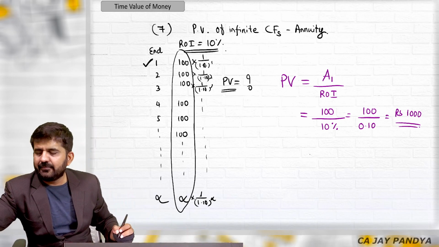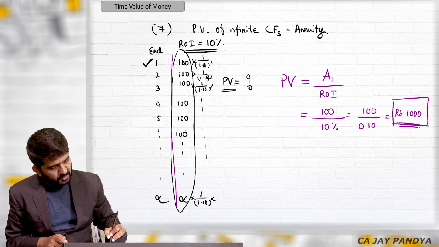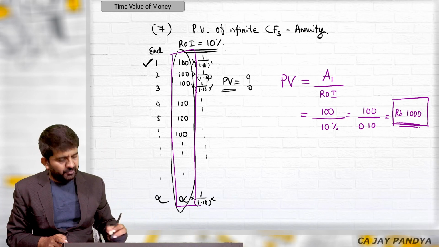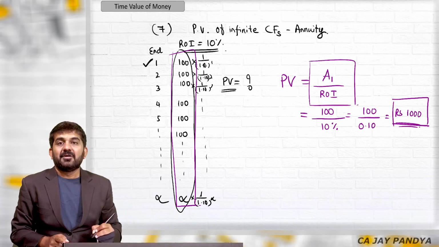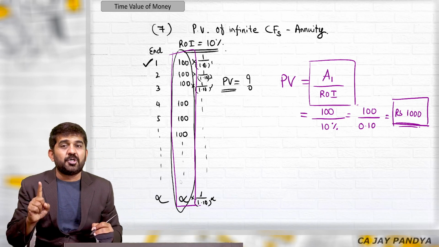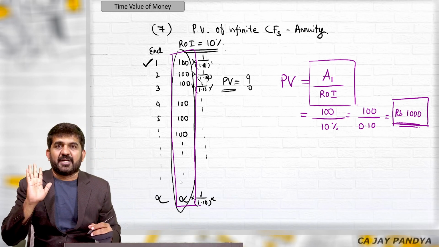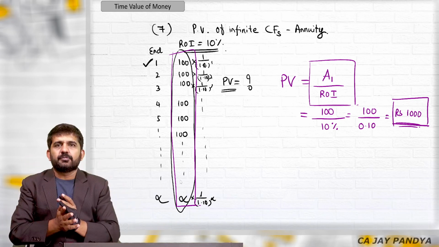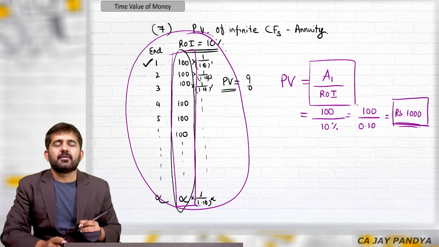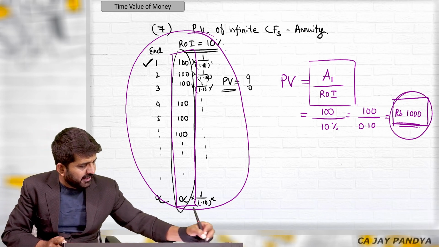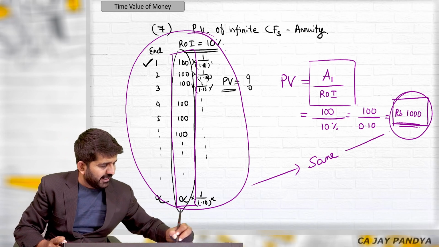Now, sir, how is this the present value of all these amounts? You have given us the formula, but I have told you initially, don't mug up the formula without learning it. How is this the present value? See what I am telling you. The value of this and the value of this is the same, right?